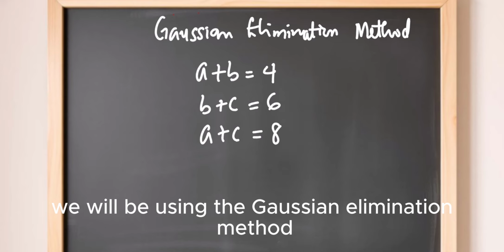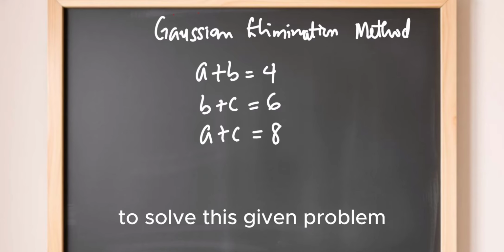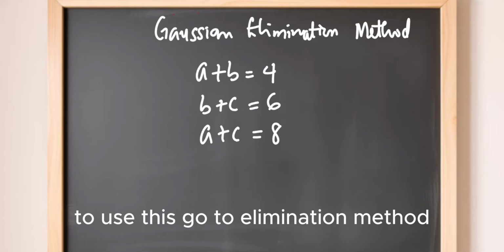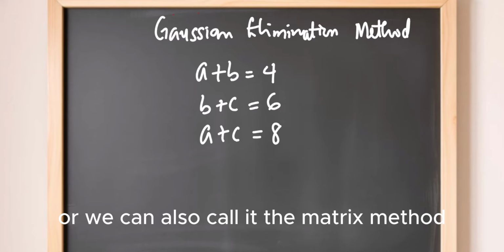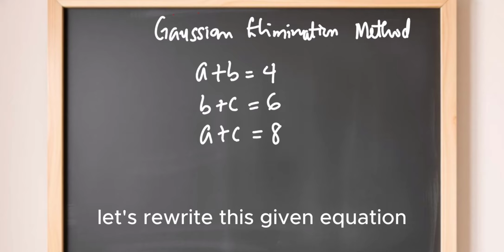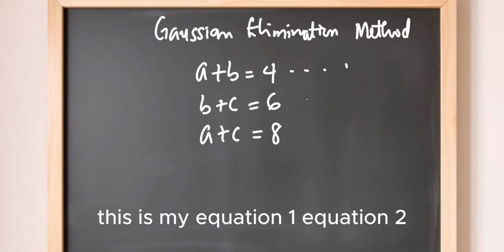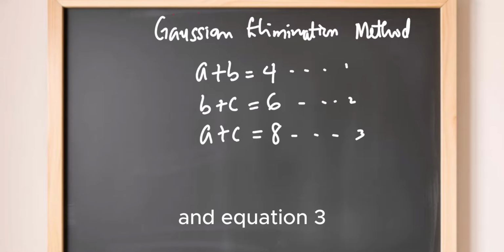We will be using the Gaussian elimination method to solve this given problem. To use this Gaussian elimination method, or we can also call it the matrix method, let's rewrite this given equation. This is my equation 1, equation 2, and equation 3.